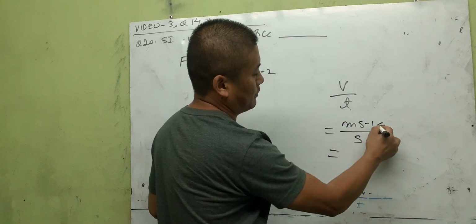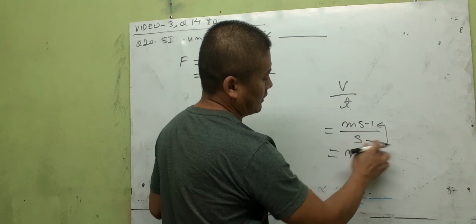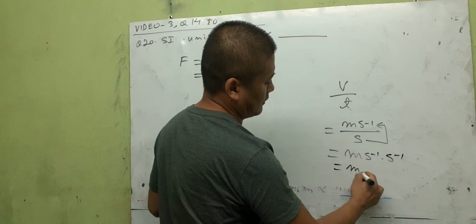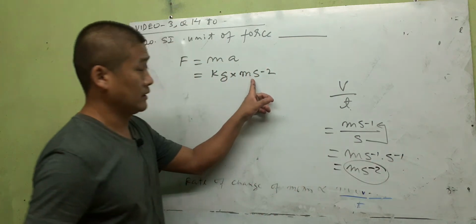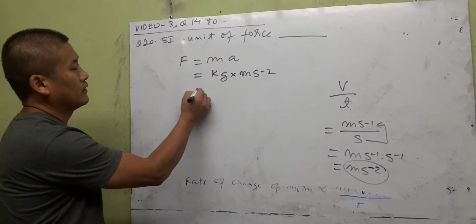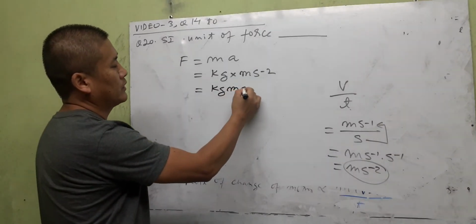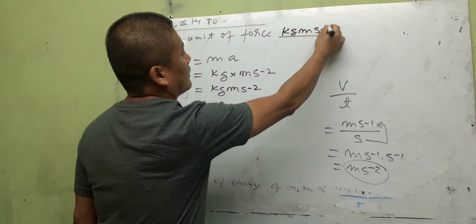If we shift this up, meter per second into second going up, the power plus 1 will become minus 1. So meter, minus 1 minus 1 is minus 2, so meter per second square. That's how you're getting it. So the SI unit of force we learned today is kg meter per second square.